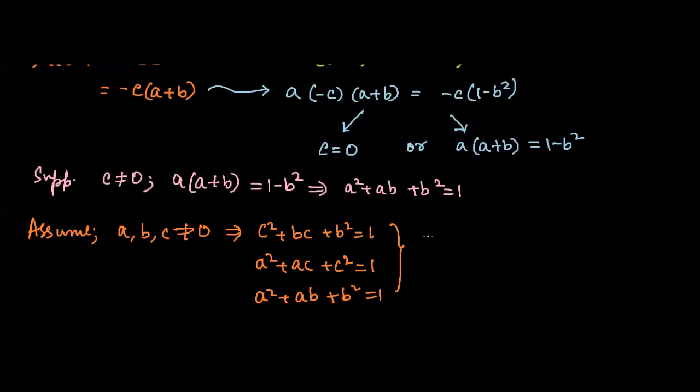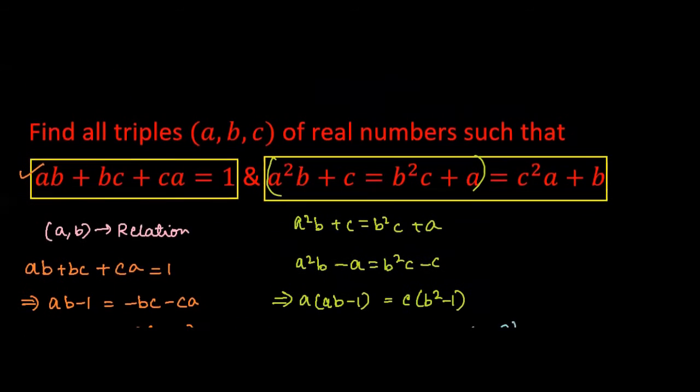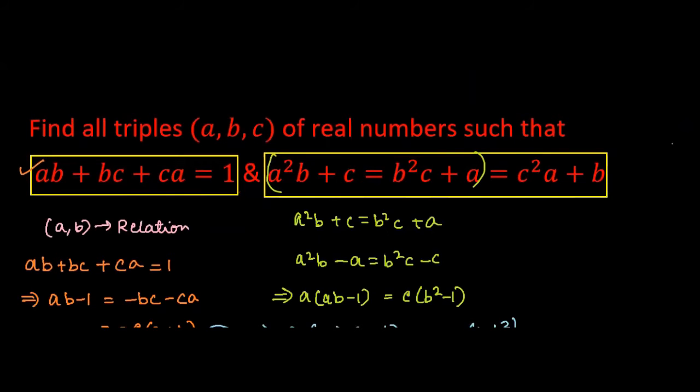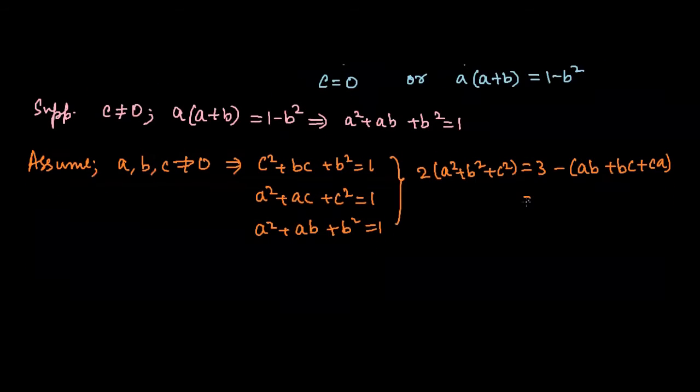If I add these things up, then we get that 2 times (A square plus B square plus C square) is actually equal to 3 minus (AB plus BC plus CA). Adding this up, take AB plus BC plus CA from the left hand side to the right hand side. Now we were already given that AB plus BC plus CA is equal to 1. So we can say this is basically 3 minus 1, which is equal to 2. Hence we can say that A square plus B square plus C square is equal to 1.